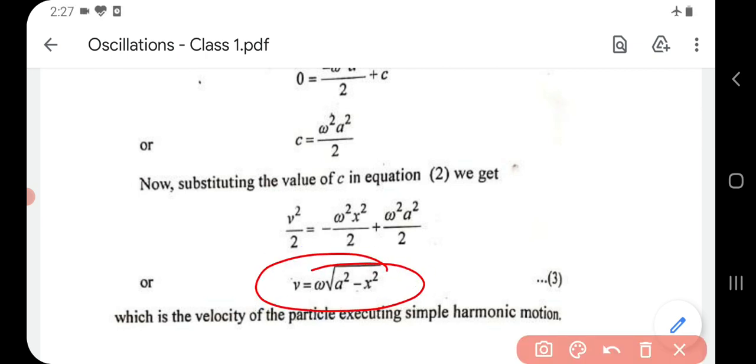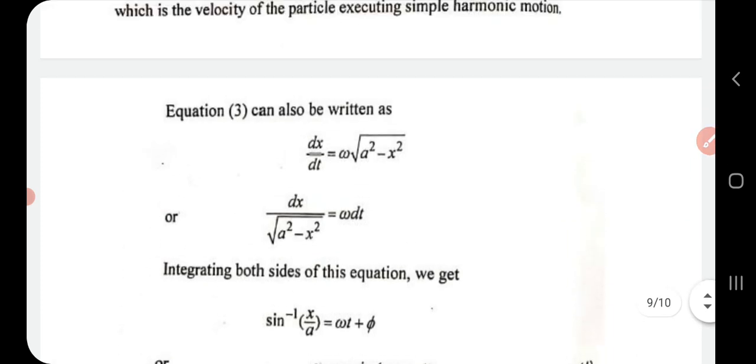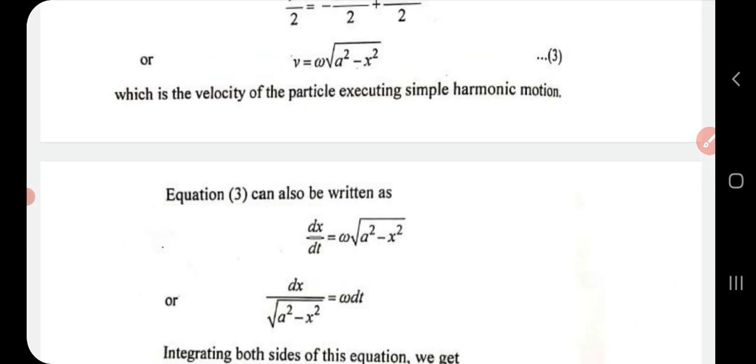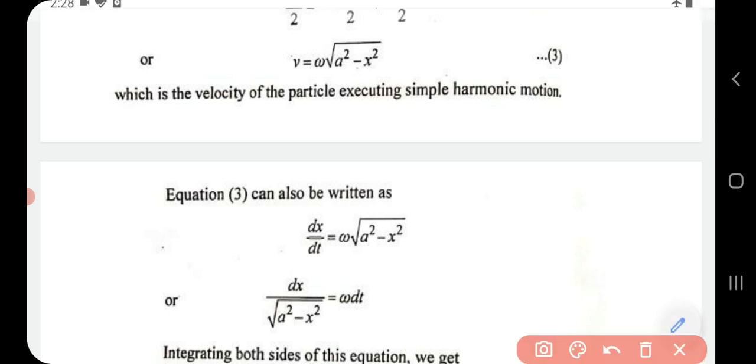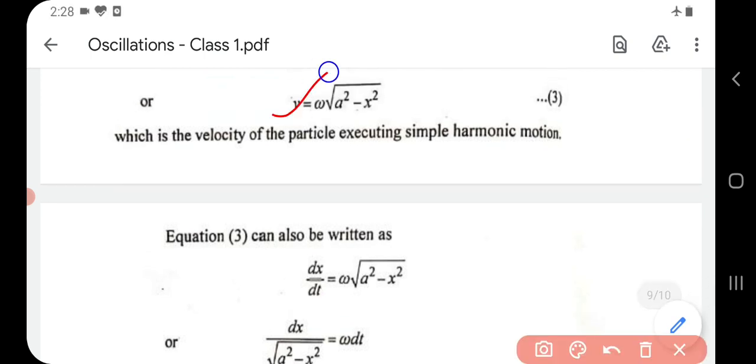Just learn this equation by heart, because for problems you may have to use this. The formula to find velocity is v equal to omega root a square minus x square. Similarly, you have a formula to find acceleration also, that will come next. Now we can rewrite equation 3: velocity we know is dx by dt. So dx by dt is kept as such. Now from here, what is dx?